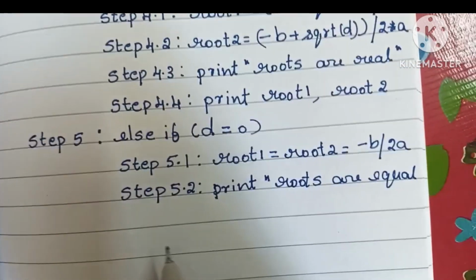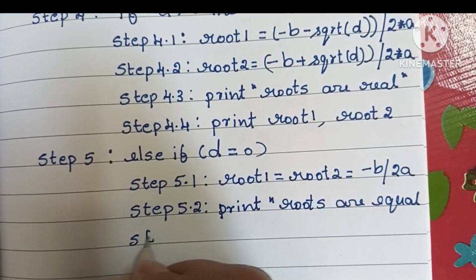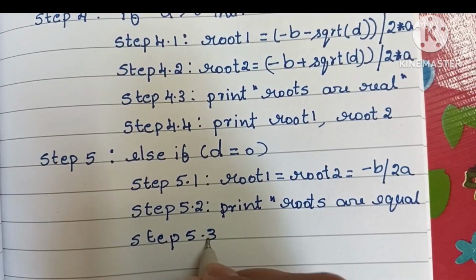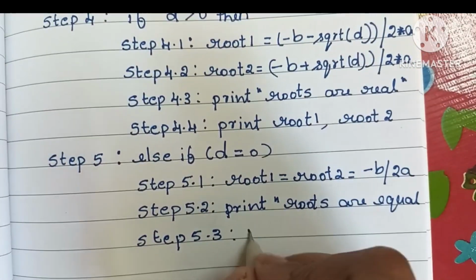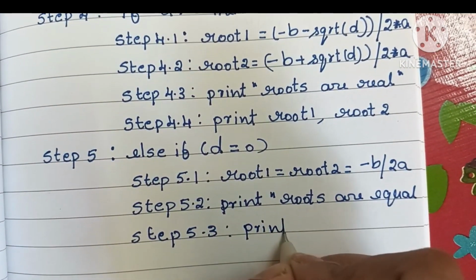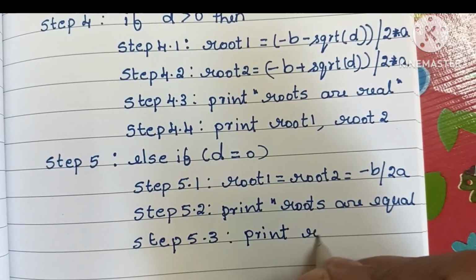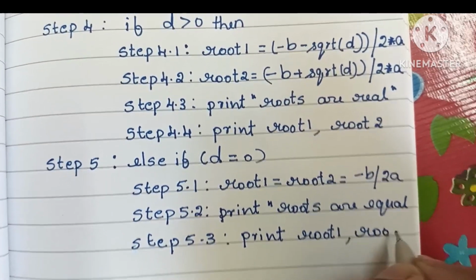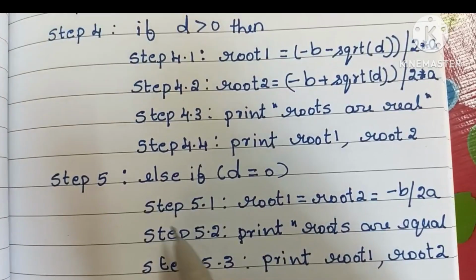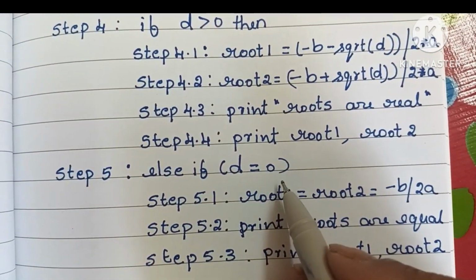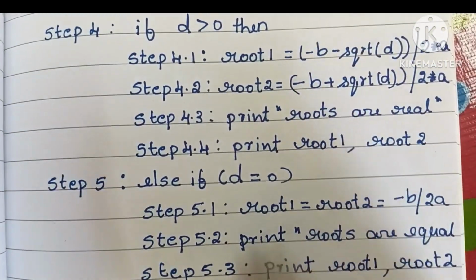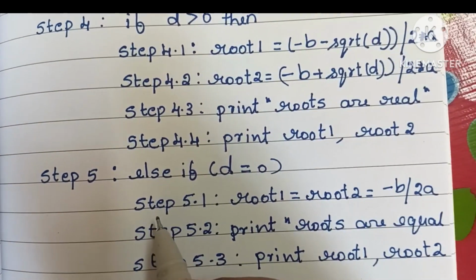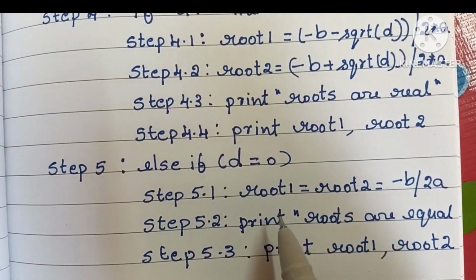Roots are equal. In step number 5.3, we have to print root 1, root 2. See here, if d value is equal to 0, then it will perform this part of the algorithm. That is step 5.1.